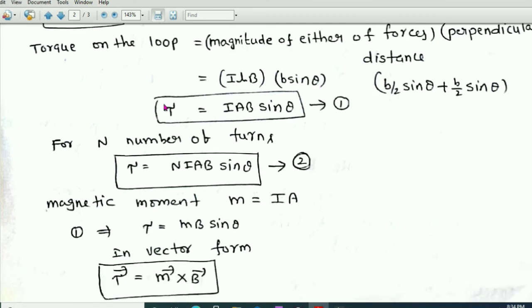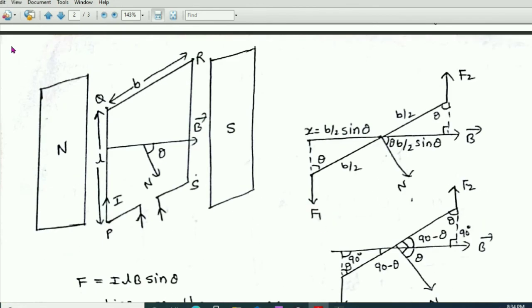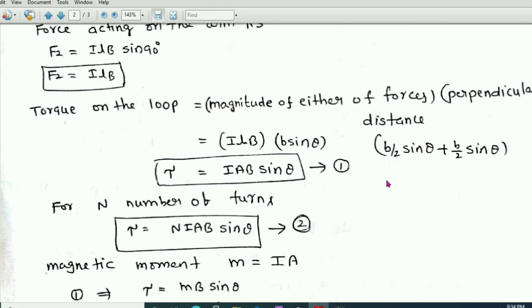Now the torque tau is equal to, we know that length into breadth is the area of the loop, because it is a rectangular loop. L into B can be taken as capital A, and B is the magnetic field, sin theta. Now tau is equal to IAB sin theta.